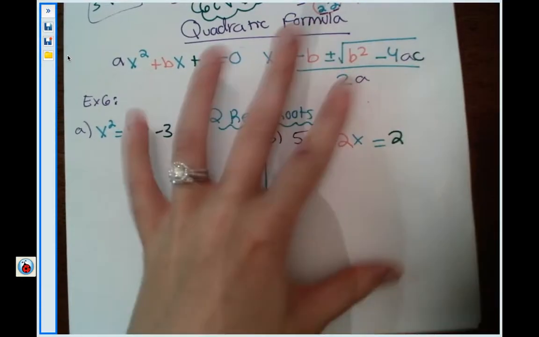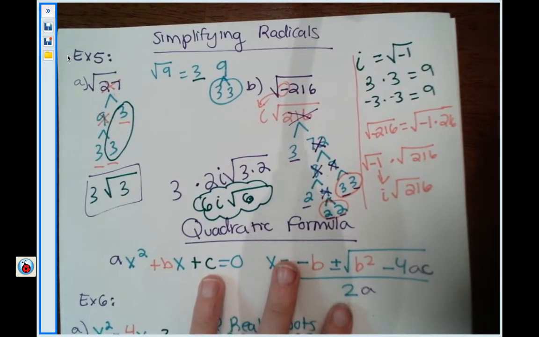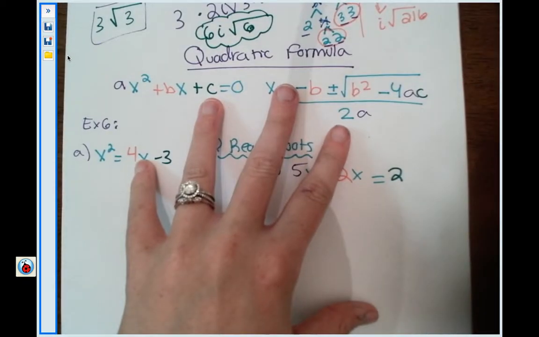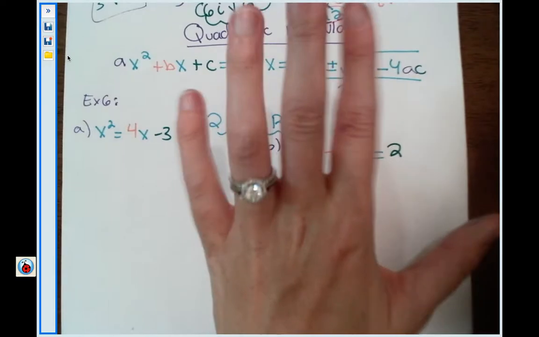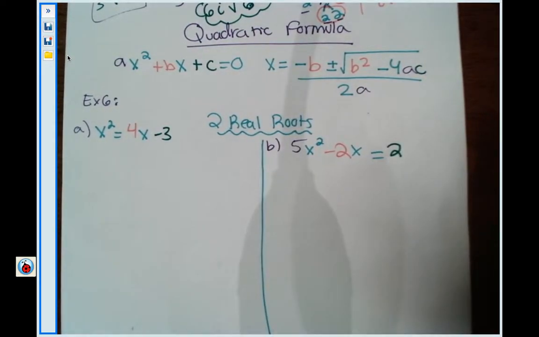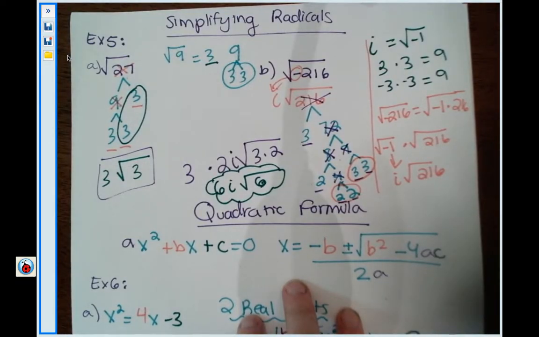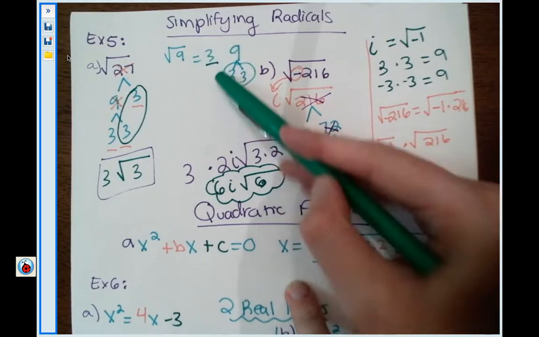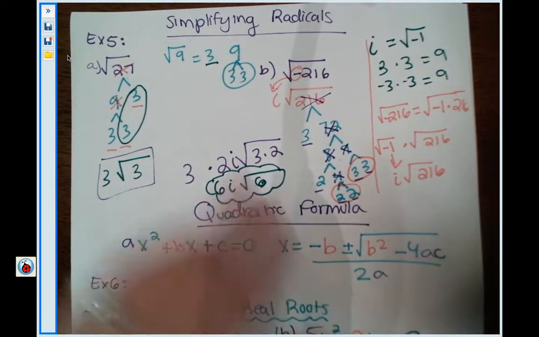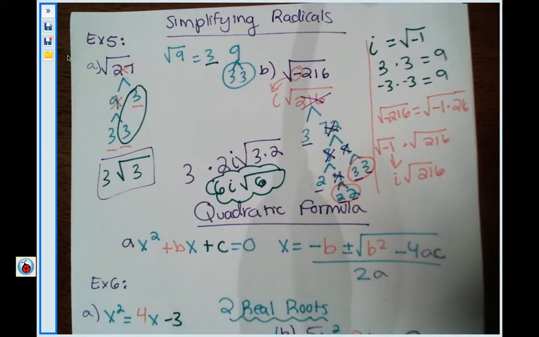Alright, so now that we have learned how to simplify radicals, we will know what to do when we get to a radical and it is not simplified, which, if you see here, we're going to talk about the quadratic formula which contains a radical. So, if our radical cannot be simplified, if it's not a perfect square like the square root of 9, which gives us a pretty number like 3, we do have to simplify it using these same rules.